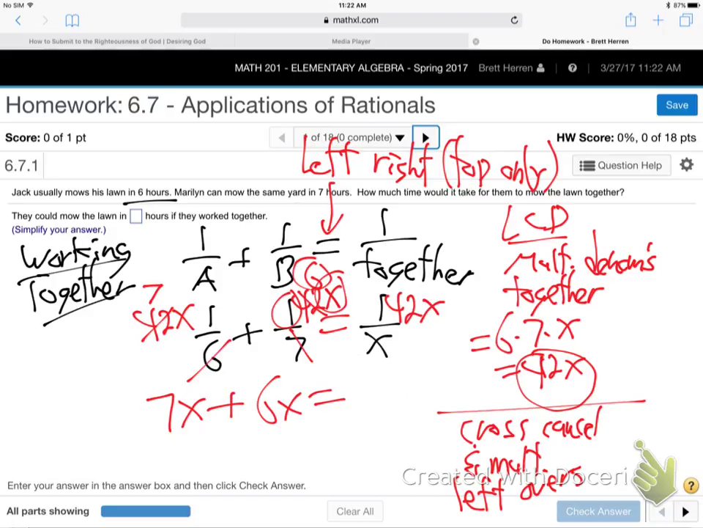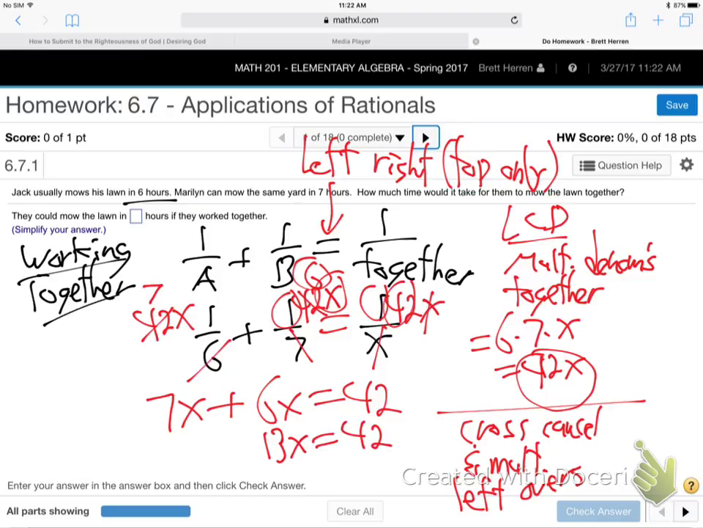Good so far. And then what will cross cancel on the right side? Just the x's. What's left over? 1 times 42. They're multiplying, right? They're not adding. They're multiplying. 1 times 42 is just 42. No more fractions. Isn't that nice? No more fractions. So then, yeah, now we just do like terms.